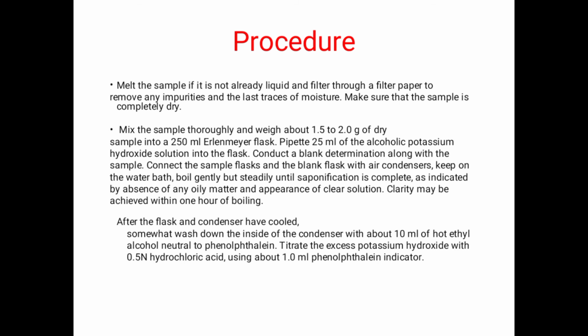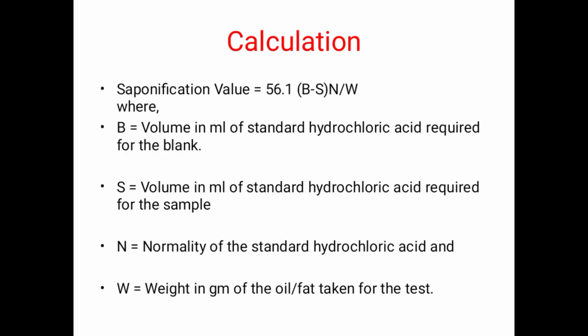Let us discuss the next slide, that is the calculation. The saponification value is given by the formula 56.1 into (B minus S) into N divided by W, where B is the volume in ml of standard hydrochloric acid required for the blank.